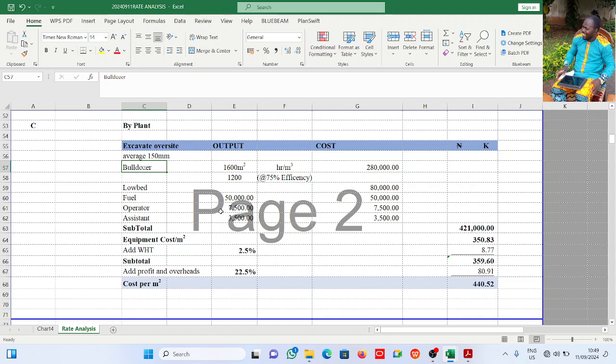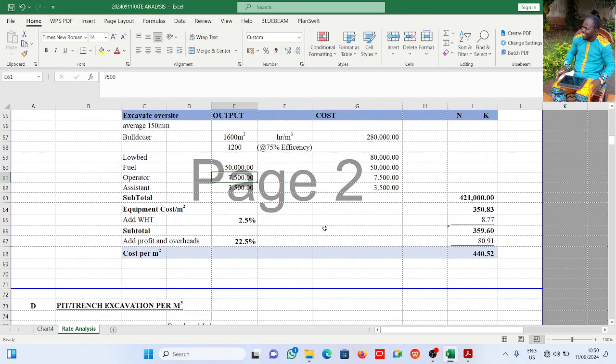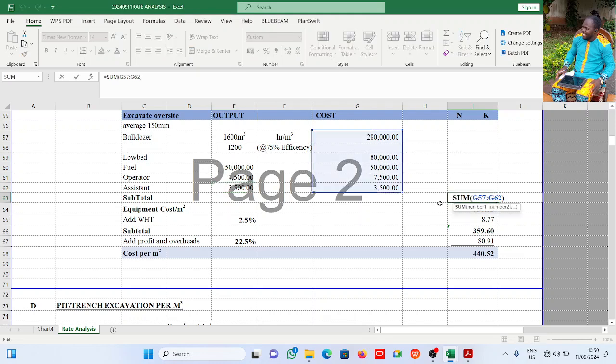Of course it will not give you that particular output in a day, so let's say 75% efficiency. Why? There are times the operator may have to pause to get instruction, to discuss with someone, or to eat. That is why it is 75% efficiency per day. So 75% of 1,600 is 1,200. Now bulldozer per day is 280,000, plus low bed for transportation, the fueling, then the operator's fee. If you come here, you see operator, heavy plant operator, then the assistants, say one assistant. Now if I sum everything up here, this is what we have.